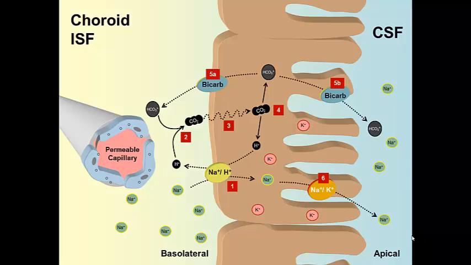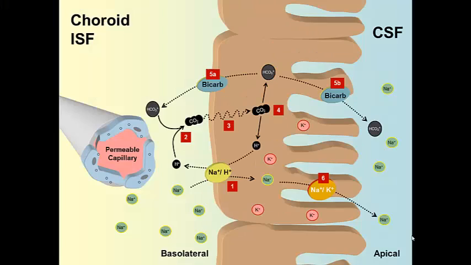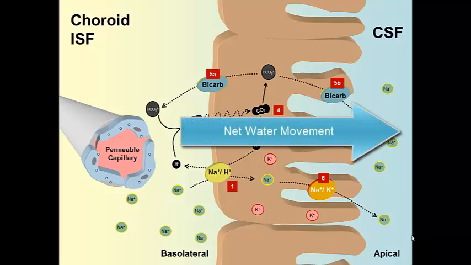So this cycling of protons and potentially bicarbonate, each time this occurs, brings more and more sodium into the cell. So ultimately, though, the sodium is moved out the apical membrane via the sodium-potassium pump out into the ventricle. This net movement of sodium from the choroid ISF into the CSF is going to create an osmotic gradient that will draw water from the choroid ISF out into the ventricle.